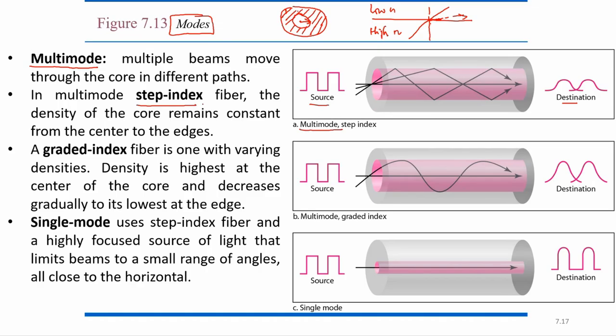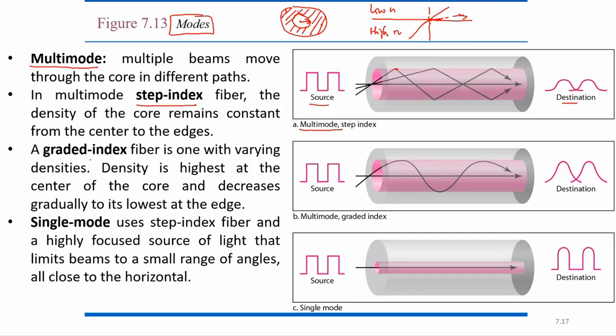But in step index, the core is having similar density. So light will start from here and go up to here. At this boundary, there will be a change in density, so there will be a bending of light. So that is the step index, the multimode step index fibers.